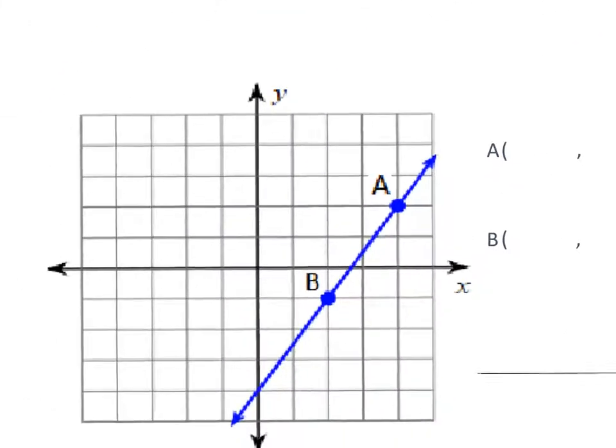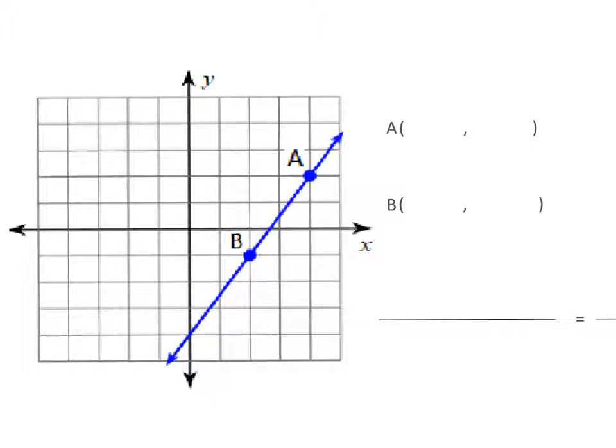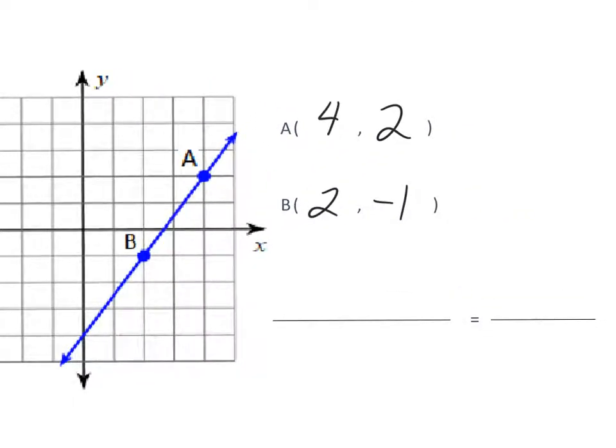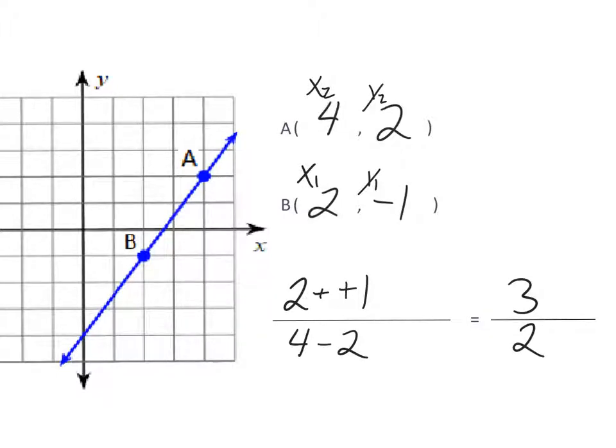My very next one. A is sitting at 1, 2, 3, 4, so 4 up 2. B is sitting at 2, down 1, so negative 1. Now let's go ahead and label this. This time I'm going to do it backwards just to show that it does work both ways. So let's call that x1, this one's y1, x2, y2. So y2 minus y1, so 2 minus negative 1 over 4 minus 2. So 2 minus a negative, those become positive. So we have 3 over 2.